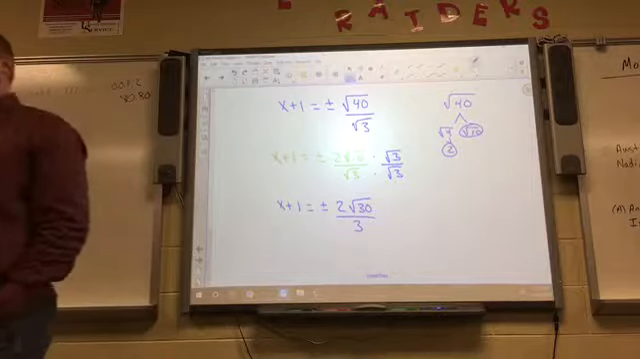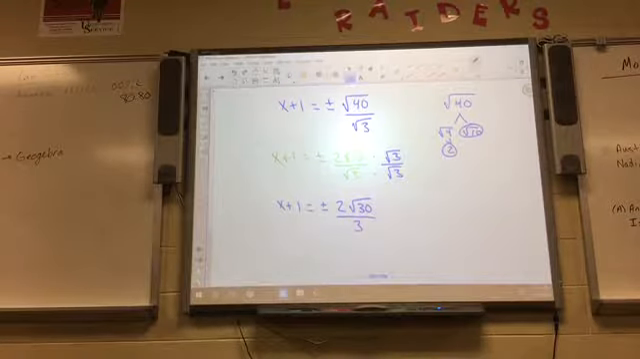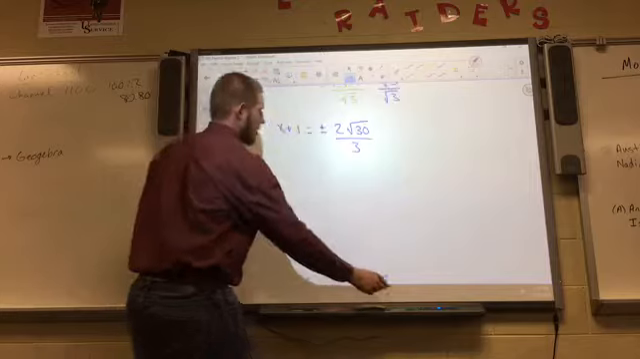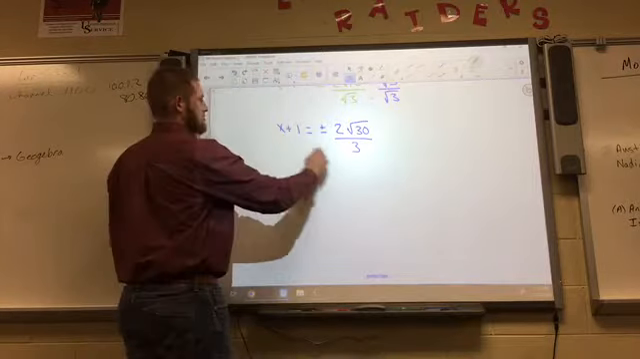That will happen every single time as long as you use the correct radical. So now I have rationalized my denominator. I no longer have a square root down there. Now I can bring this 1 over.